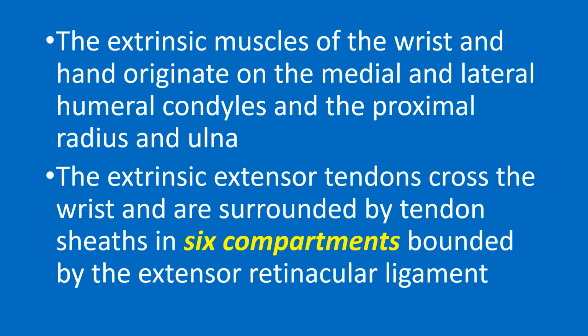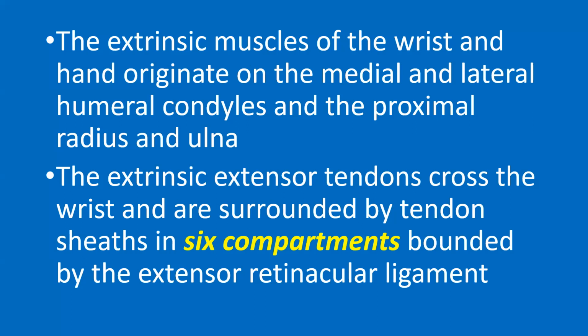The extrinsic muscles of the wrist and hand originate on the medial and lateral humeral condyles, and the proximal radius and ulna. Extrinsic tendons, the extensor tendons, cross the wrist, and they are surrounded by tendon sheaths.